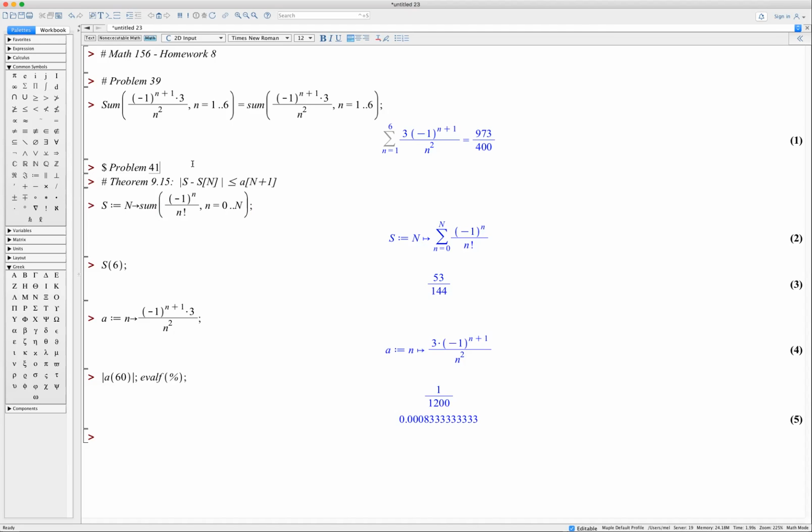Problem 41. So we're going to use theorem 9.15. And we're looking at this series, and this is the capital Nth partial sum. And the book actually tells us what the sum of this series is. It's 1 over e. But we want to figure out how many terms we need to approximate the sum with an error of less than 0.001. So the nth term is going to be this.